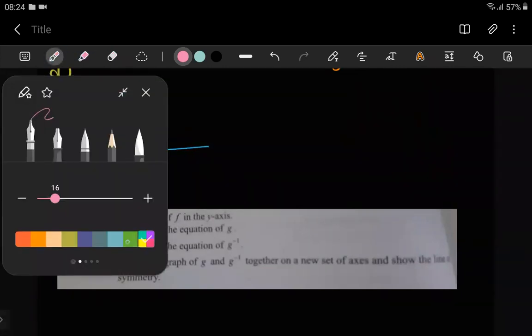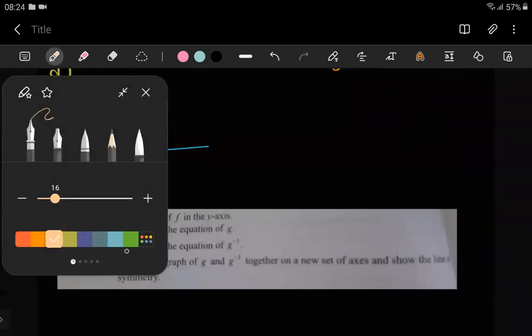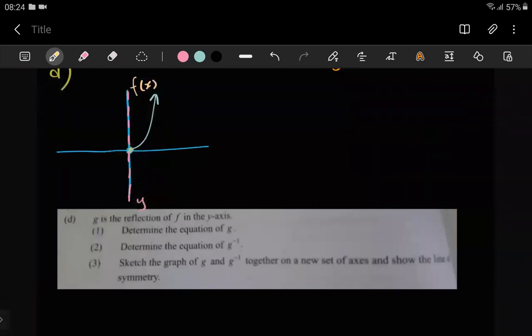So if g is a reflection of f, can you see where g is going to be? Well, because they state in the y-axis, x becomes negative. So these x values here, we will see them either in quadrant 2 or 3. Well, 2, because this is quadrant 1, 2, right? Remember the reason why we drew this pink line is so that we can say, okay, it's a reflection of f in the y-axis.